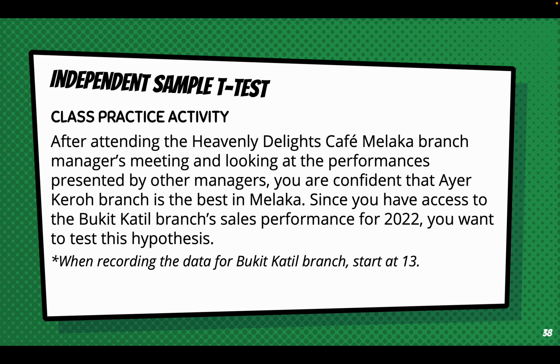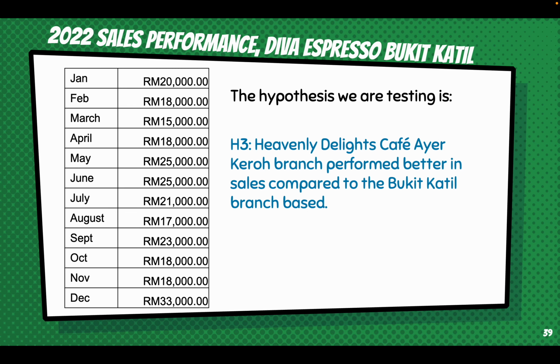Now, compare iKuro with Bukit Katil using an independent sample t-test. Let's see how branch performs better. Here is the data for Bukit Katil. Record these starting at row 13 in SPSS.